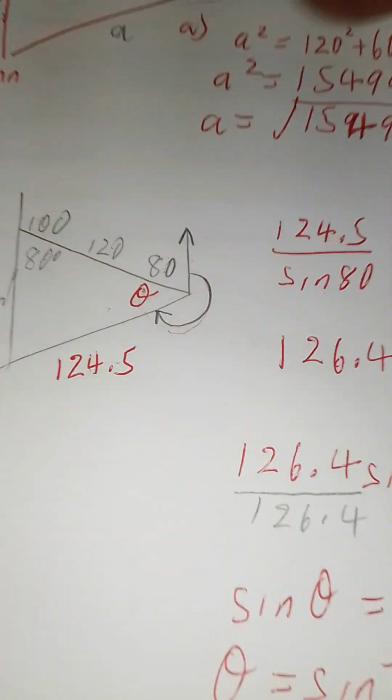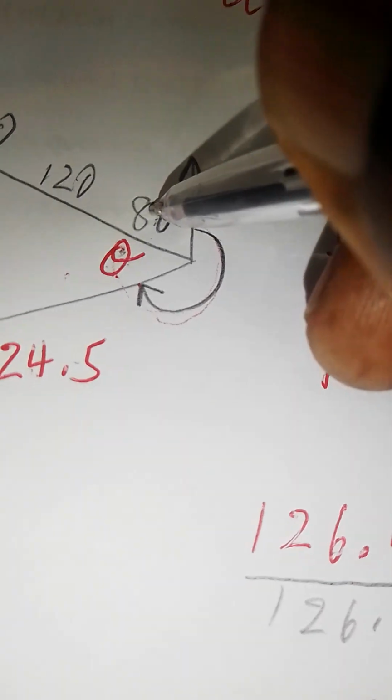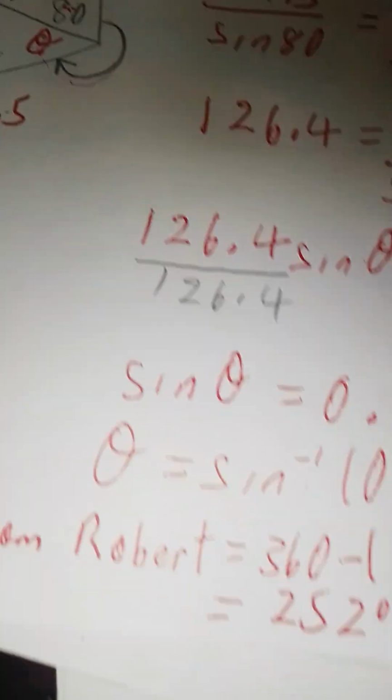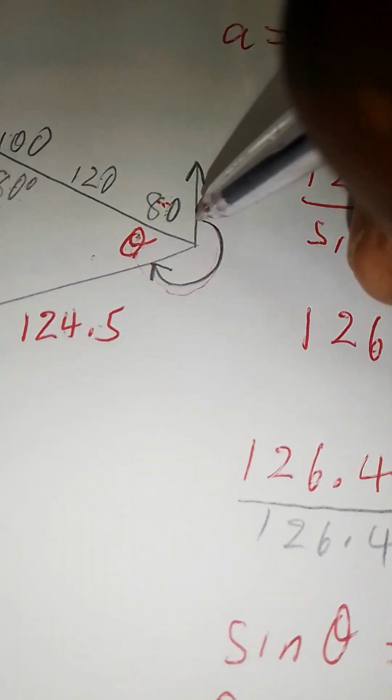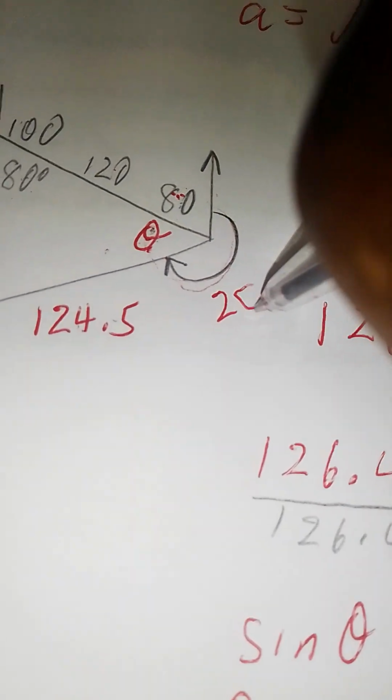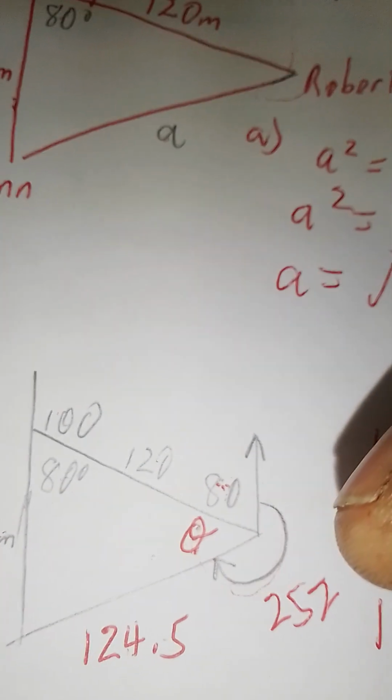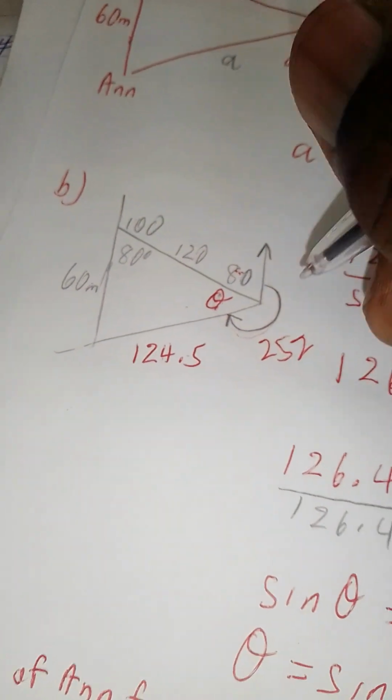So what do I know? This is 28 and that's 80. So I add these two together and subtract it from 360. And I get 252. So the bearing of Anne from Robert is 252 degrees.